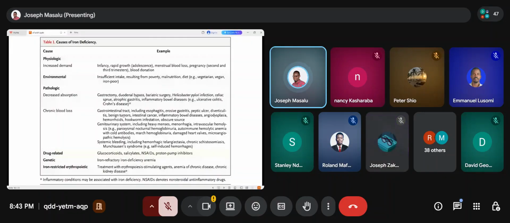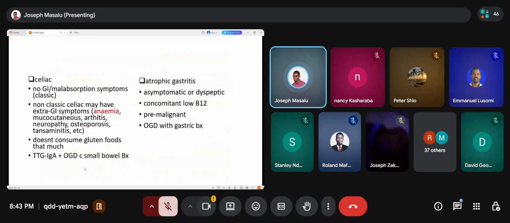Drugs: she wasn't on any of these drugs. And these genetic causes, iron refractory iron deficiency anemia, was something new for me, and I had to look into it. Then there is iron-restricted erythropoiesis, in patients who use maybe erythropoietin, where there is a mismatch of iron supply and erythropoiesis, and they get iron deficiency anemia because of increased demand. Not likely; this patient wasn't on those medications. So let's see what is possible. One, celiac. But celiac without any GI or malabsorption symptoms is highly unlikely.